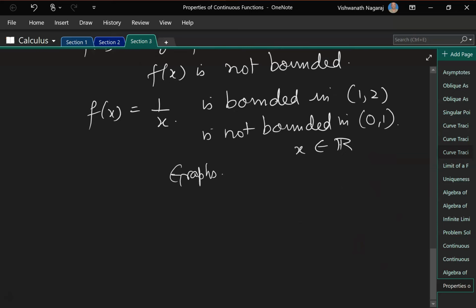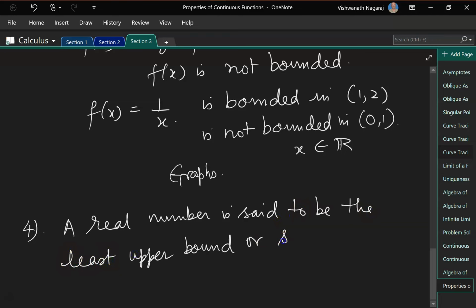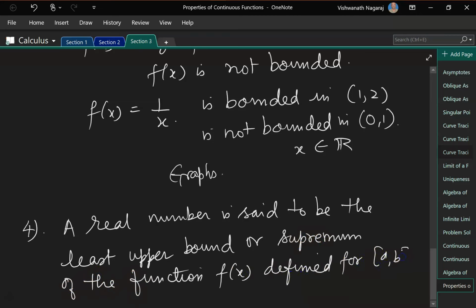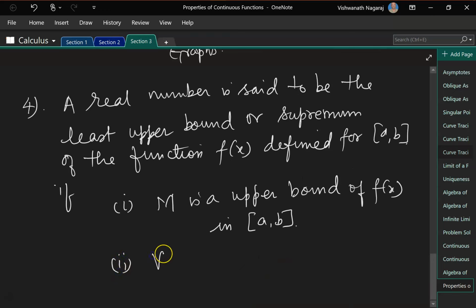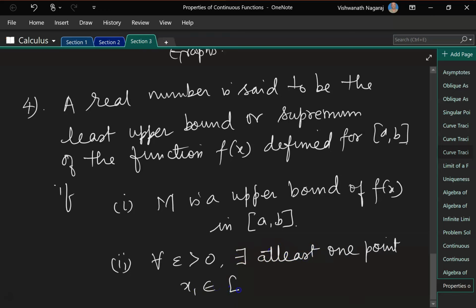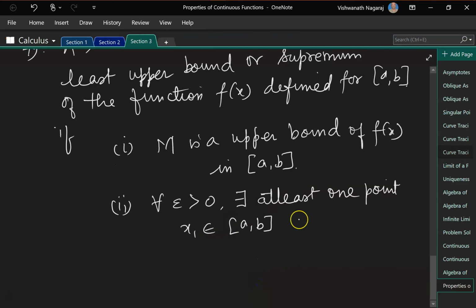So now let's look at the next property. A real number M is said to be the least upper bound or supremum of the function f(x) defined on (a, b) if M is an upper bound of f(x) in (a, b), and second, for all epsilon greater than 0 there exists at least one point x1 belonging to this interval (a, b) such that f(x1) is greater than M minus epsilon.